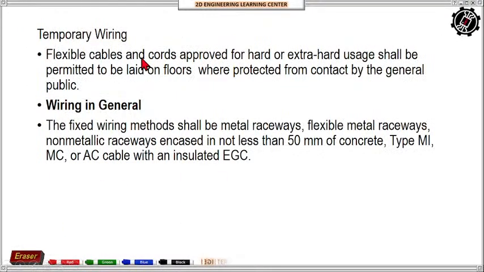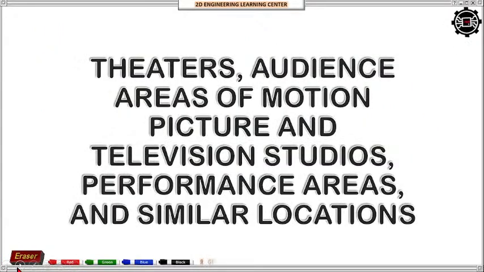Okay. So the temporary wiring, so if there is a temporary wiring for this type of occupancies, so it must be properly laid on the floors, no? Then the wiring in general, so the fixed wiring method shall be metal raceways, flexible metal raceways, non-metallic raceways, encased in not less than 50 mm of concrete, type MI, type MC, or AC cable with an insulated EGC or equipment grounding conductor. Okay. So theaters, audience areas of motion picture, television studios, performance area, and similar locations, no?